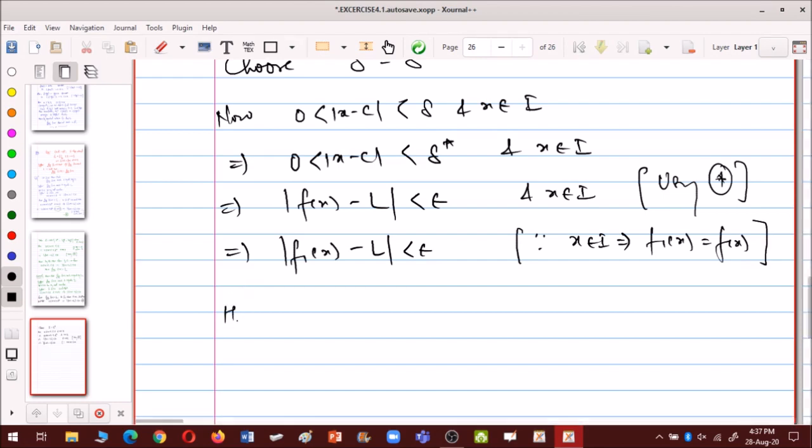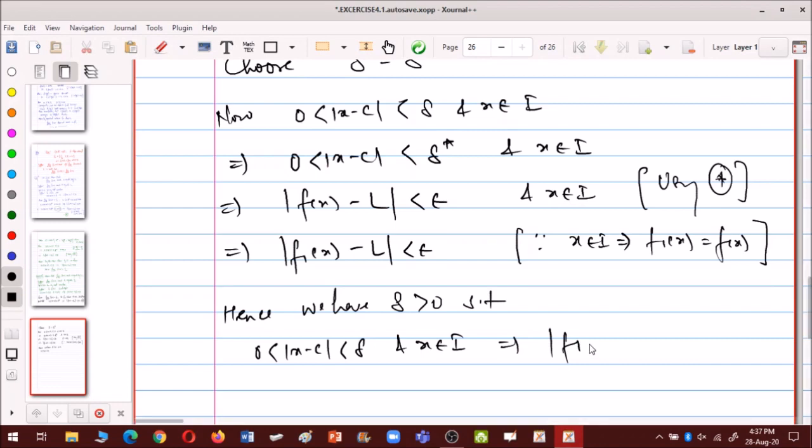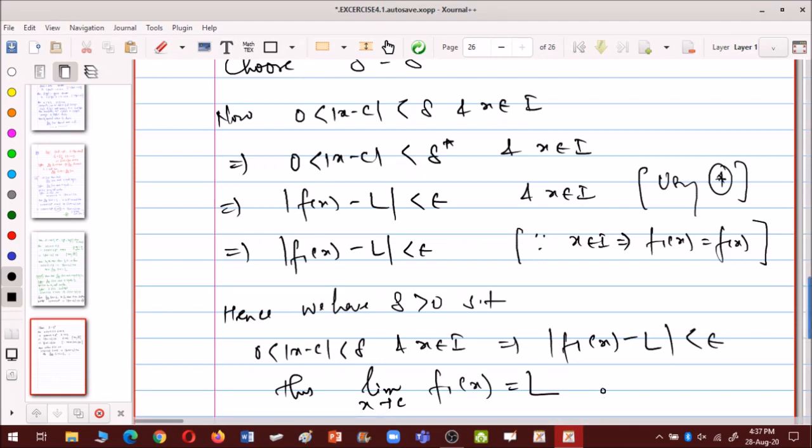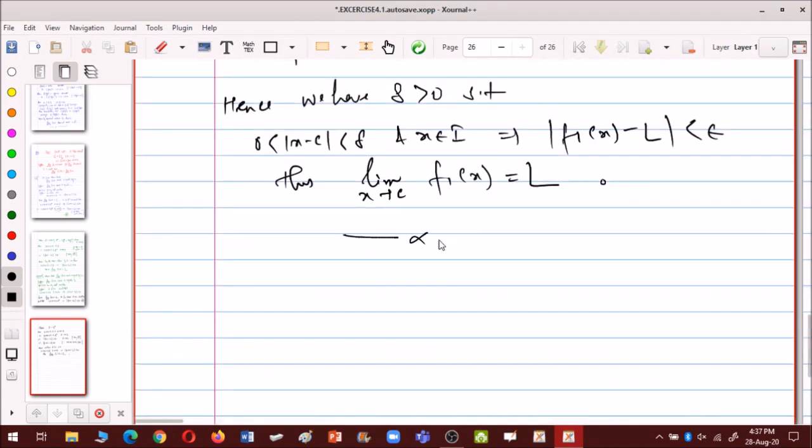So hence we have delta greater than 0 such that 0 < |x minus c| < delta and x belonging to I implies |f1(x) minus L| < epsilon. So thus limit x tends to c f1(x) is equal to L. So this proves question number 16 that limit x tends to c f1(x) is equal to f(x).